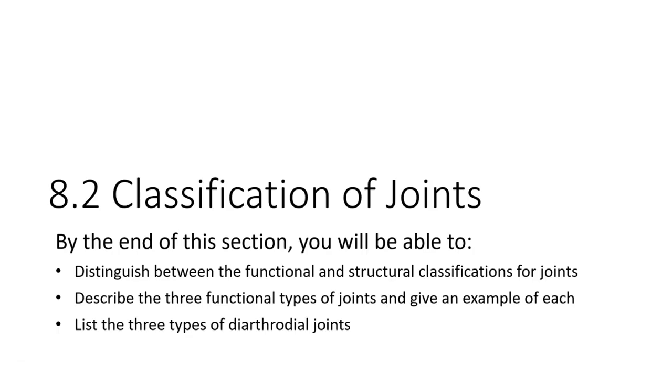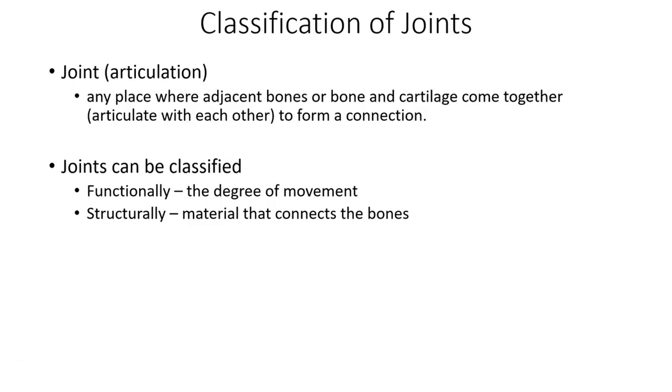Alright, so starting off with classifying joints. Again, we've got two different ways of classifying these, and we'll look at some examples of these and see how these function. So joints are also sometimes called articulations, and these are any place where two different bones or adjacent bones come together, or bone and cartilage come together, and that is called articulation.